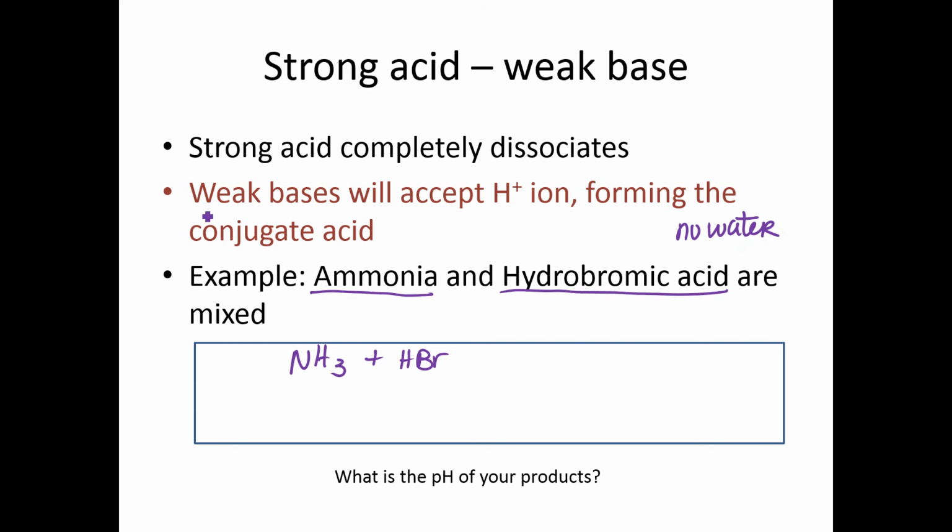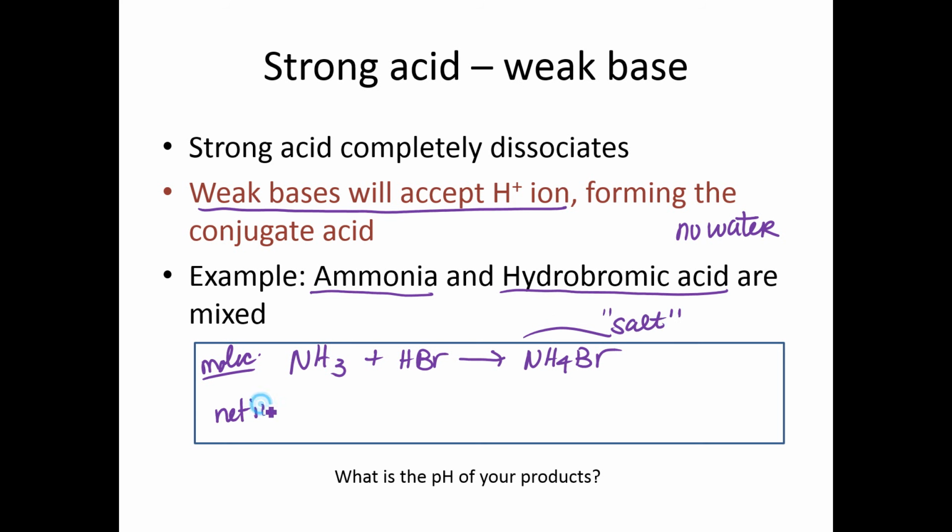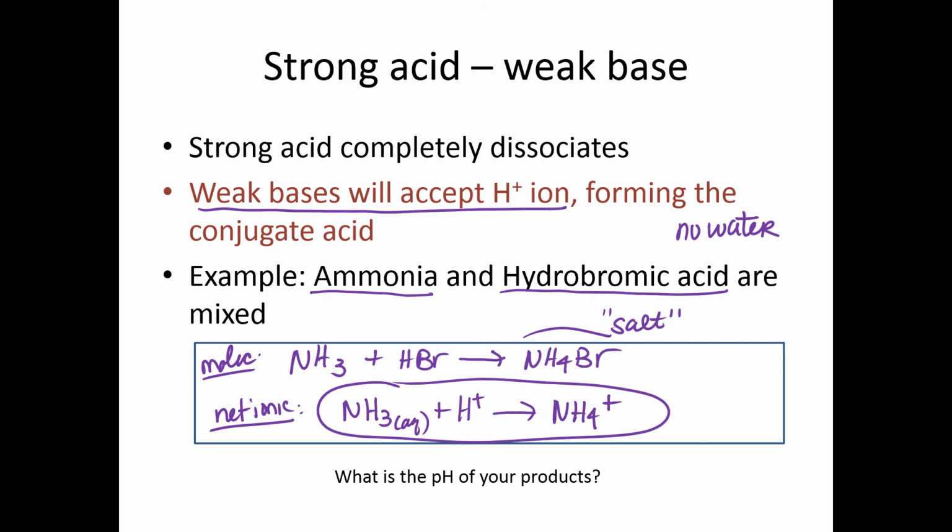So no water is formed. And what happens is the base is just going to take a hydrogen. Let's write the molecular form first, which is maybe not as intuitive. The molecular form is NH3 and HBr just combined to make NH4Br. This right here is our salt. Okay, let's look at the net ionic version, which is the kind that you'll typically want to write. Really, this aqueous ammonia molecule is going to react with the hydrogen ions from my strong acid, making NH4+. So this is my overall reaction.